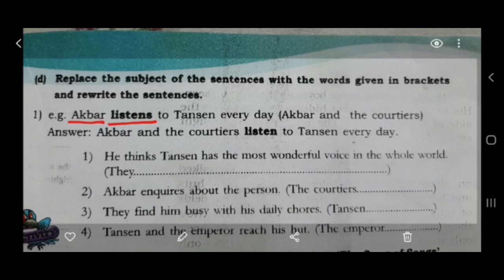Now what's the question? Replace the subject of the sentence with the words given in the bracket. We can replace the subject given here and change it. Then we take the subject given in the bracket and add it there. What is the subject in the bracket? Akbar and the courtiers. Akbar and the courtiers. Akbar is there, and the courtiers are there too. We have to change the subject to that, replacing the subject Akbar with this. Akbar and the courtiers.